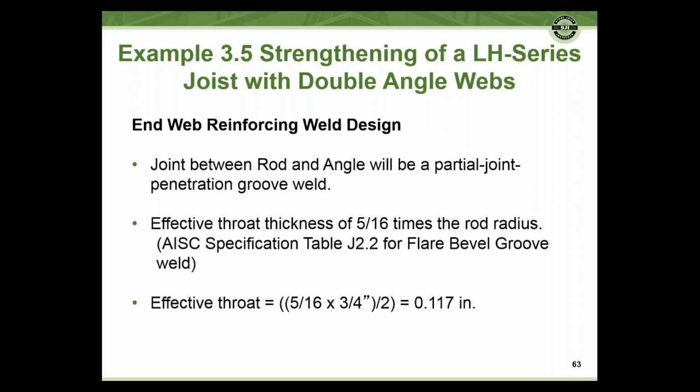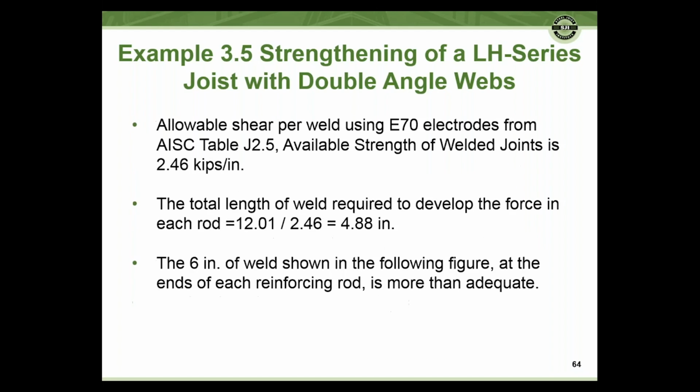So let's check the weld for that end web that we're actually attaching that rod to. The joint between that rod and the angle, we'll design that weld for the connection of that rod to the angle as a partial joint penetration flare bevel groove weld. The effective throat for that is 5/16 times the rod radius, and we can get that from AISC spec table J2.2. To calculate our effective throat, it's just 5/16 times 3/4 divided by 2 for the radius, and we get an effective throat of 0.117 inches.